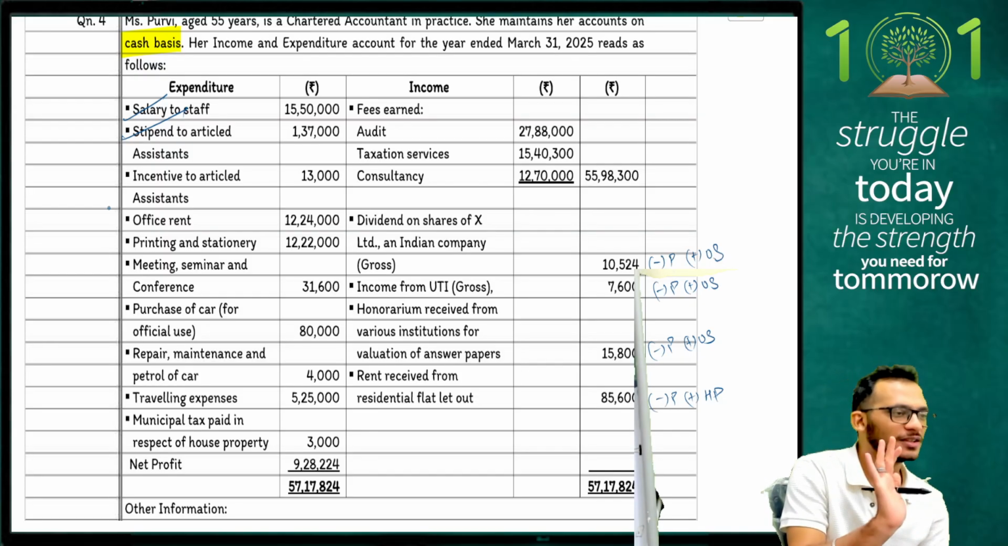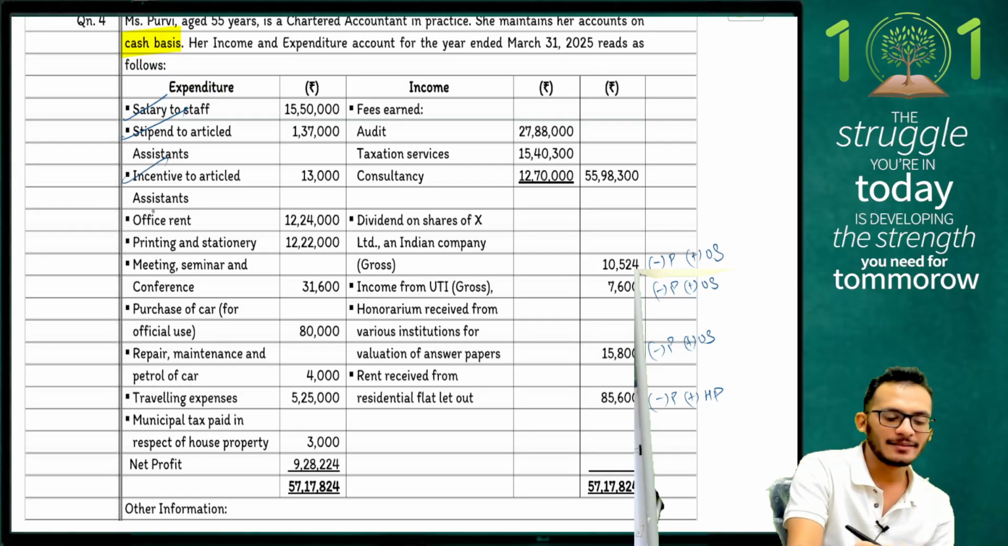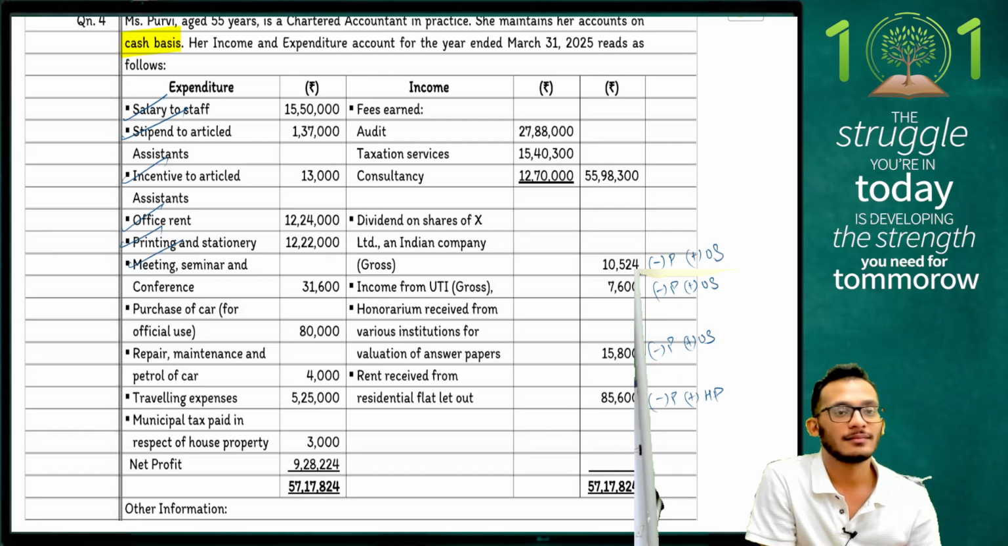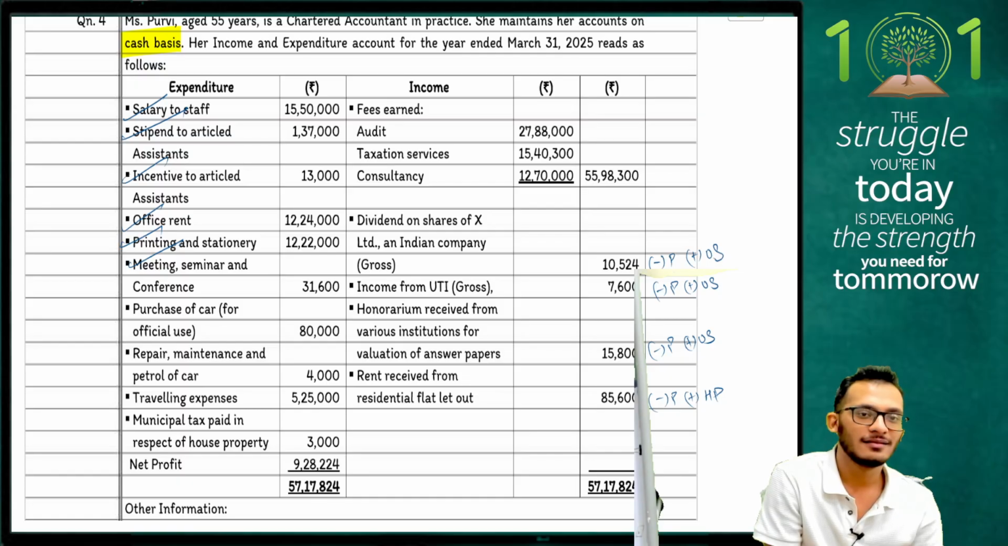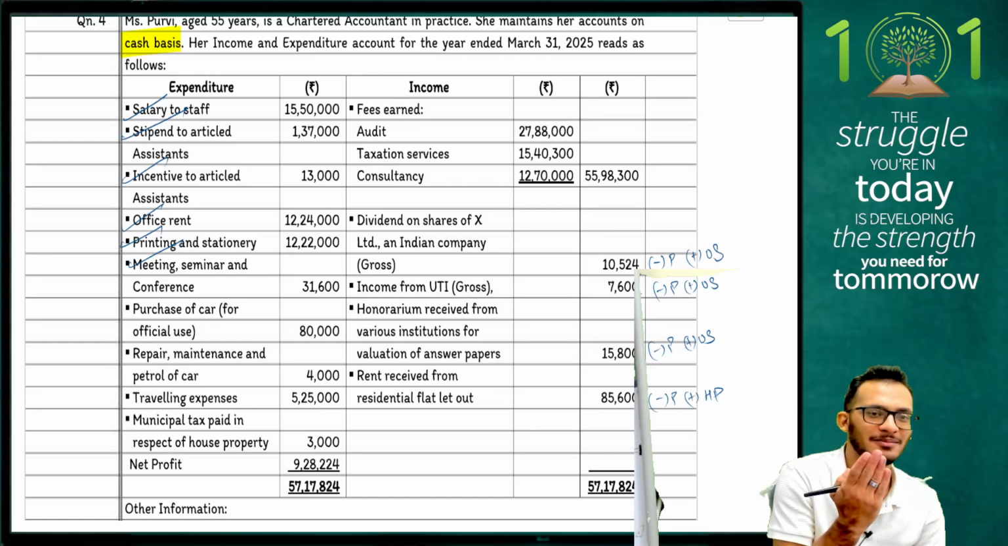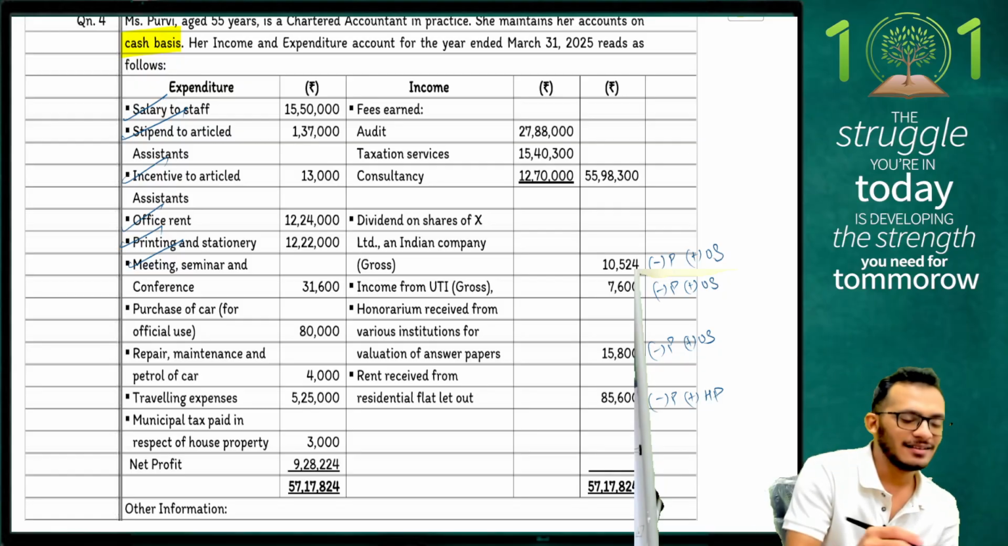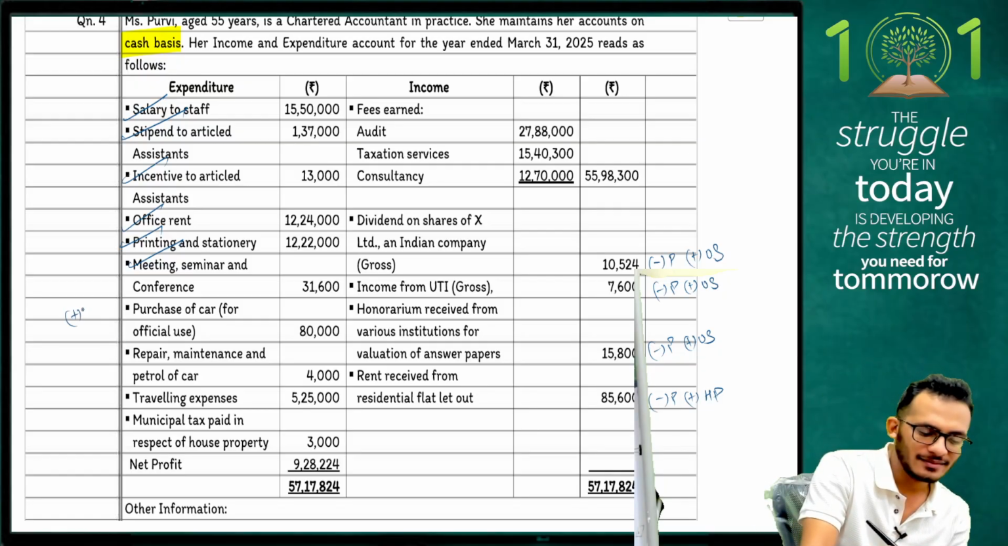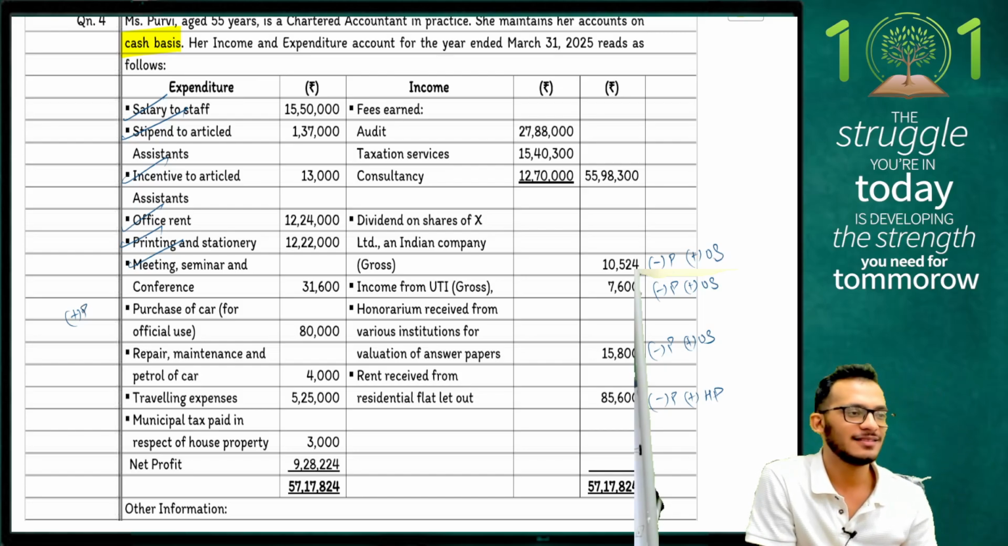Okay, hold back information. Allowed. Yes, allowed. Then I have office rent. Printing and stationery, meeting and seminar, purchase of car. This is a capital expense. Office use, allowed. This is a capital expense, which means I will add it to my block and claim.